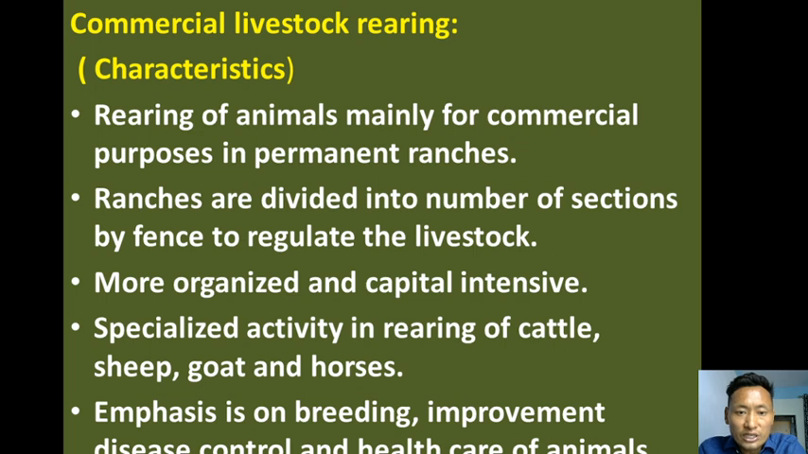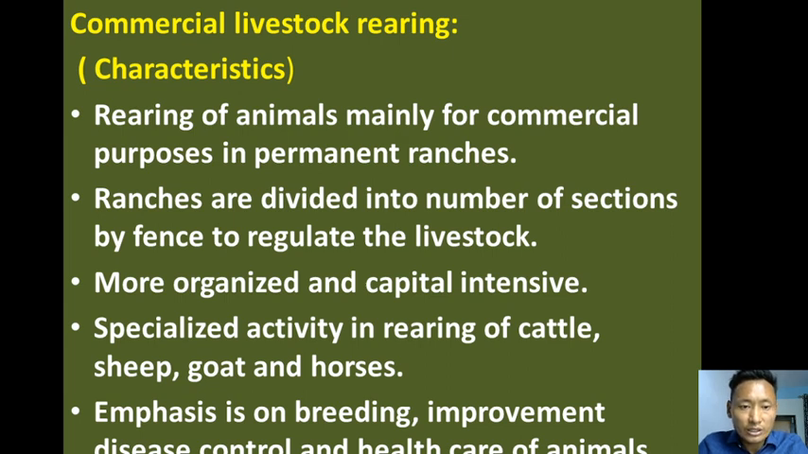So here they have a specialized activity in rearing of cattle, sheep, goats and horses. They are rearing only a special kind of animals. They are not rearing animals in a mixed way. They are always rearing animals in a specialized way. Cattle means they are rearing only cattle. Sheep means they are rearing only sheep. Goat means goat. Horses means horses. Some people are rearing and grazing cattle for commercial purposes, some people are rearing and grazing sheep, and some people are rearing and grazing goats and horses for commercial purposes.